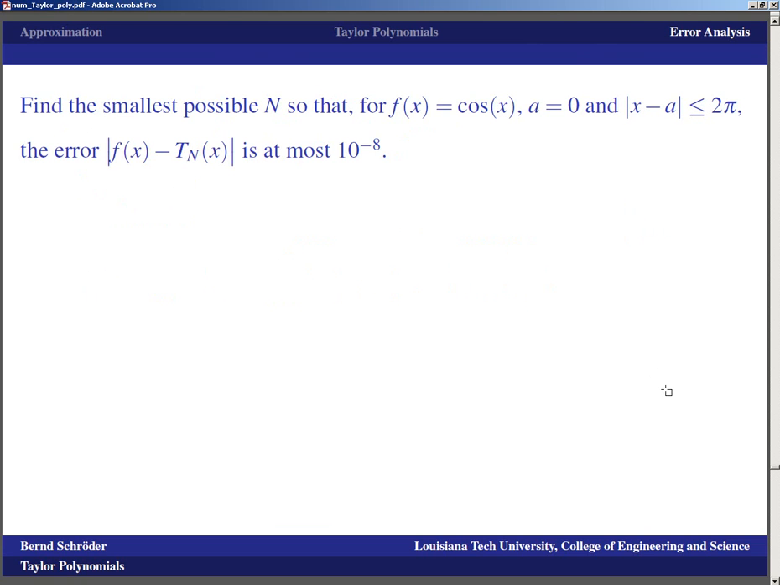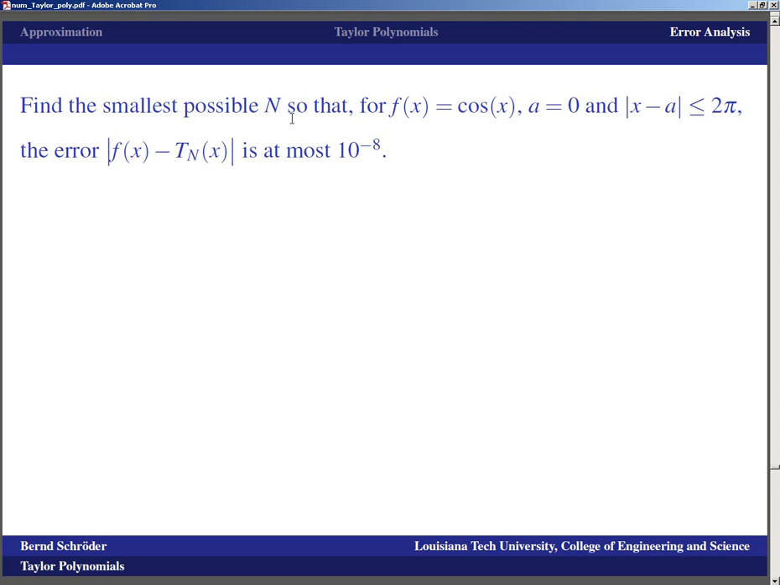Now, what you then certainly can ask yourself is, how do we get an approximation that has better quality? How do we get an approximation that gives us 8 correct digits, for example? And so that's what this next example does for the cosine function.